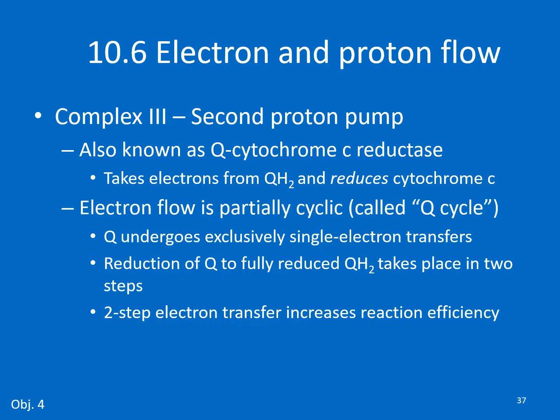So an interesting thing about this is that the electron flow is partially cyclic. It's called the Q cycle. So it undergoes single electron transfers only for this pathway. So the reduction of Q all the way down to fully reduced QH2 takes 2 steps. You don't transfer 2 electrons at once. You transfer 1 electron and then another electron. And the reason this takes place in 2 steps is because it increases the reaction efficiency. It's a little quirk of the cell. It makes the transfer more efficient.